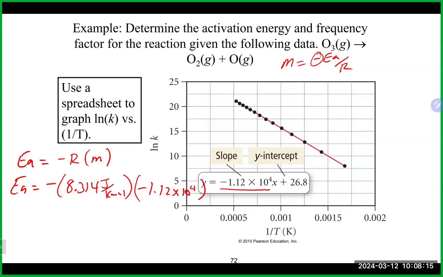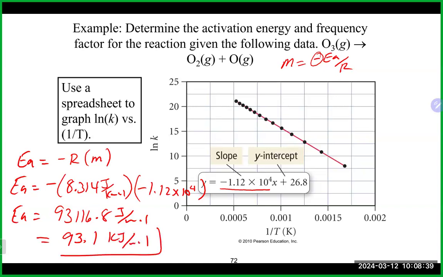If we do that, we will end up with 8.314 times 1.12 times 10 to the 4th, an E of A of about 93,116.8 joules per mole. And if we convert to kilojoules, which is how it is typically given, we can clean it up to 91.3 kilojoules per mole as our activation energy in this particular case. Any questions on that? And by the way, the Kelvins cancel out from the slope value, right? Rise over run, so it's Kelvin on top.